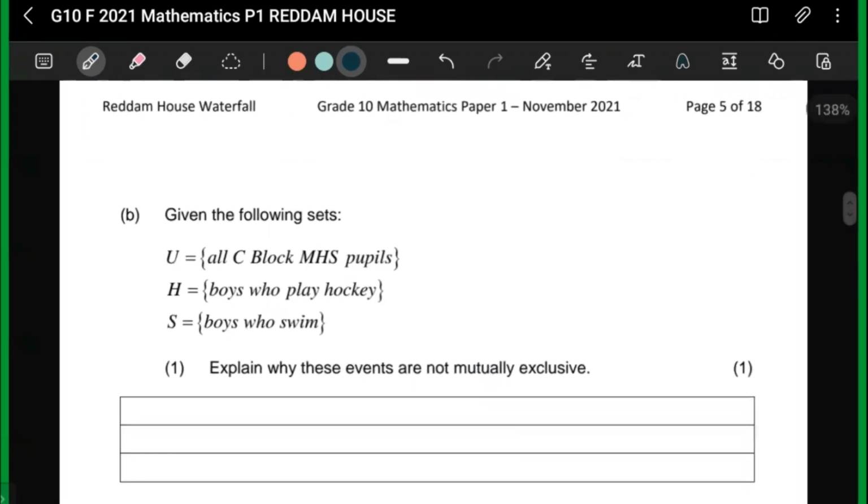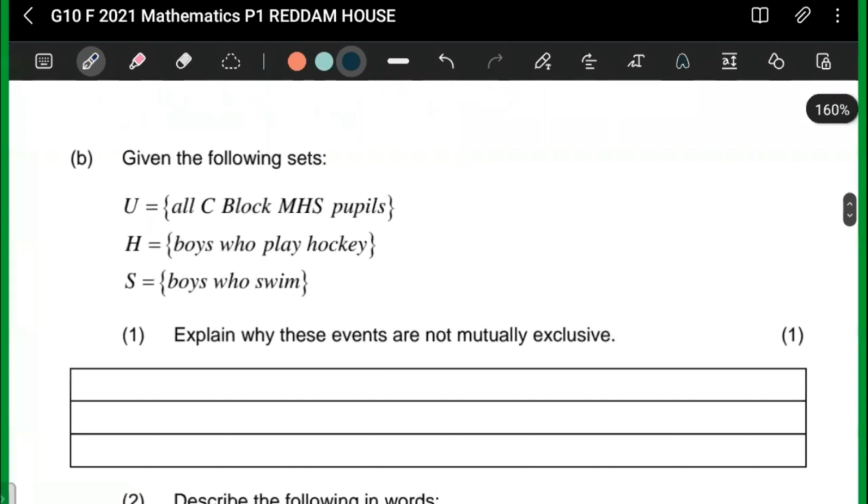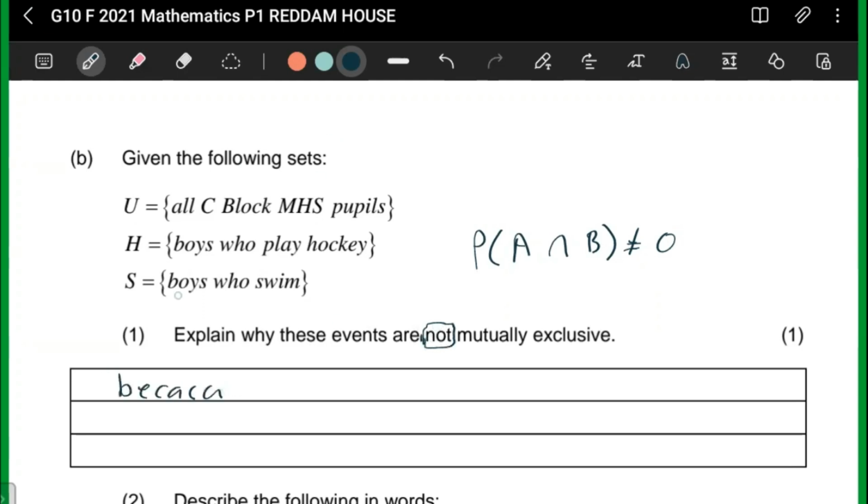So the reason why these events are not mutually exclusive. Remember, mutually exclusive events, what it says is the probability of one thing happening and another thing happening at the same time is 0. That's for mutually exclusive events. But in this case, the reason why they are not mutually exclusive events is because these two events could potentially happen at the same time. A person can play hockey and swim at the same time.